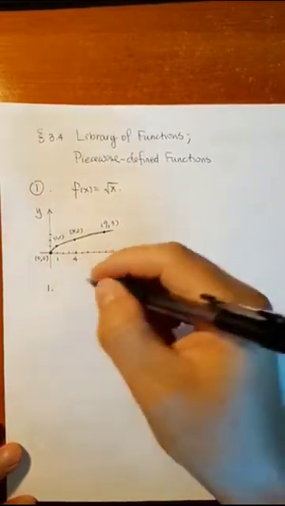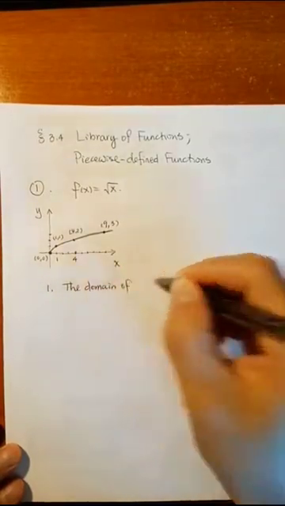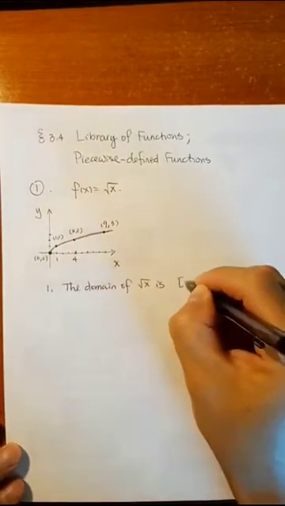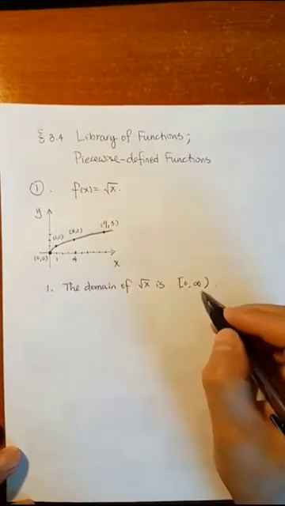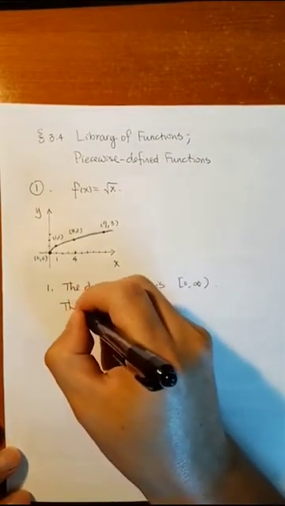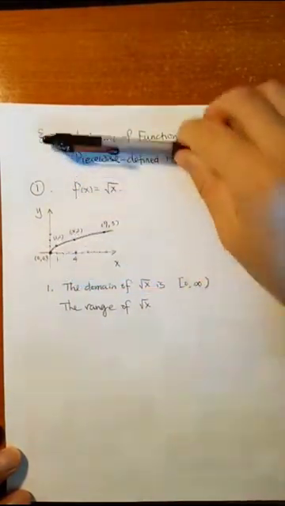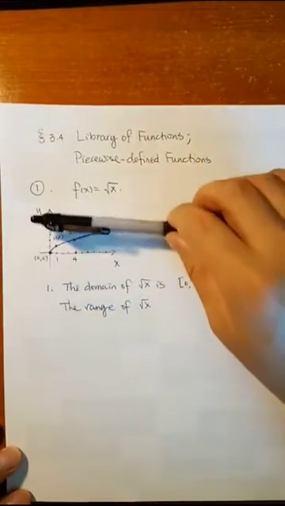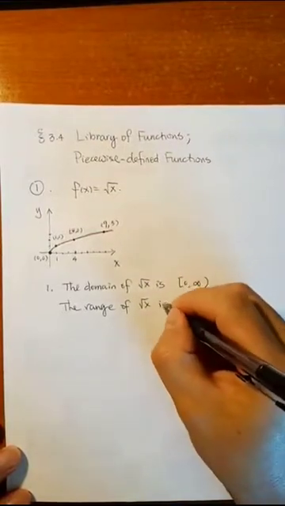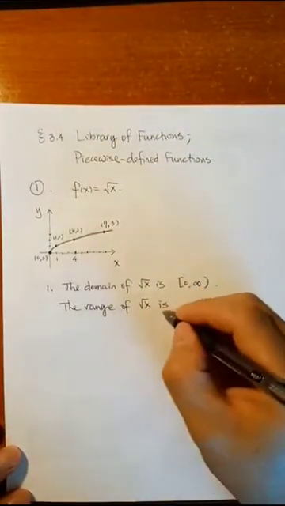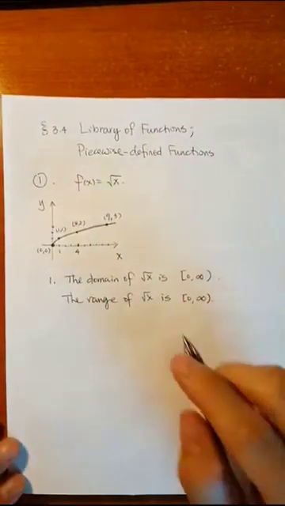So property 1, the domain of square root of x is from 0 to positive infinity. It can be 0, square root of 0, 0. It can be positive, but it cannot be negative. The range of square root of x. What is the range? You just read the vertical possibility. So vertically, it's from 0 to infinity. It can be a huge, large number. So the range of square root of x is also from 0 to positive infinity. Okay, so that's the domain and range.